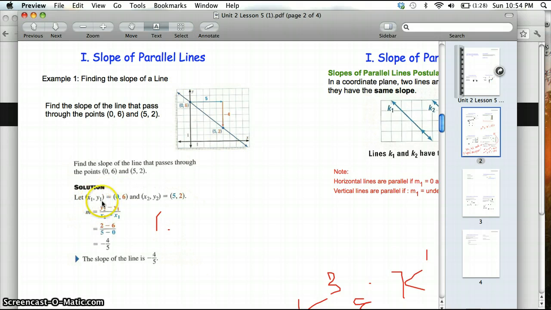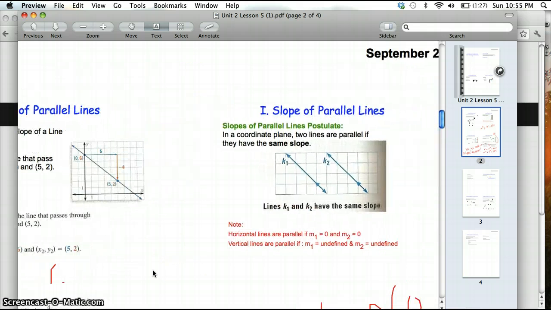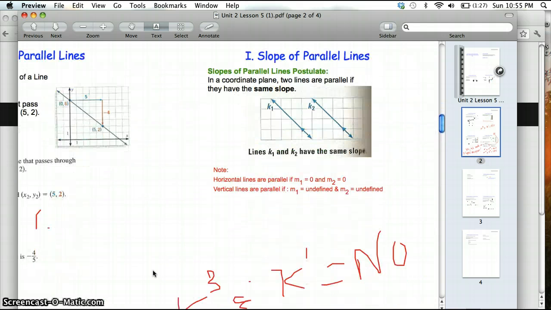So x1 and y1. Let's just pick some points. (0, 6) is our x1 and y1, and (5, 2) is going to be our x2 and y2. So our slope formula is y2 minus y1 over x2 minus x1. y2 here is 2, so 2 minus 6 over 5 minus 0. 2 minus 6 is negative 4, and 5 minus 0 is 5. So the slope of this line is negative 4 over 5.